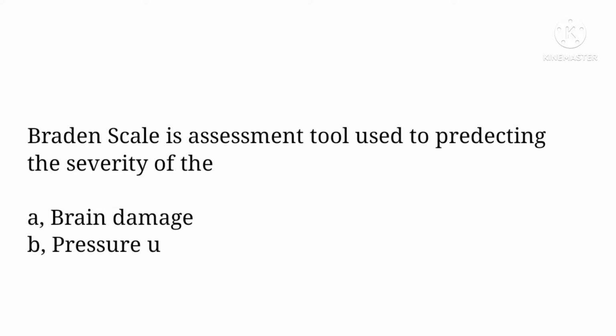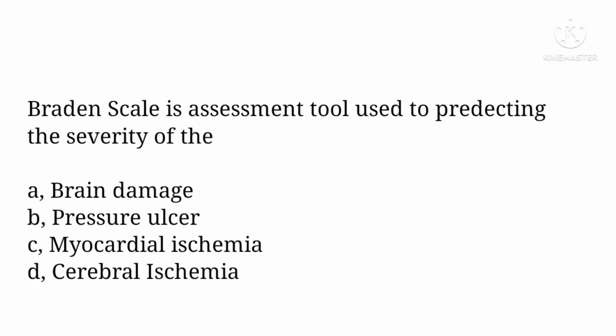Braden Scale is an assessment tool used for predicting the severity of the option A brain damage, option B pressure ulcer, option C myocardial ischemia, option D cerebral ischemia. The correct answer is option B pressure ulcer.